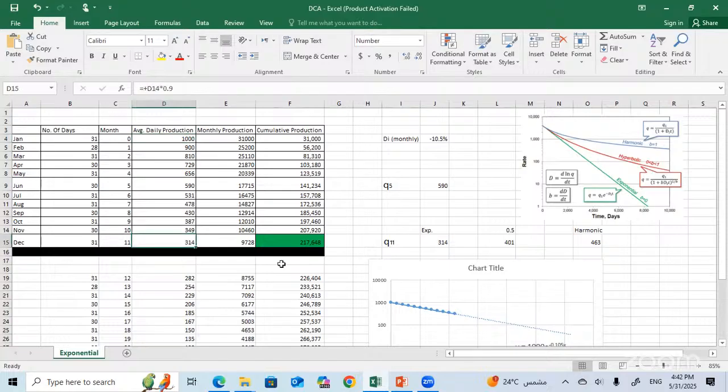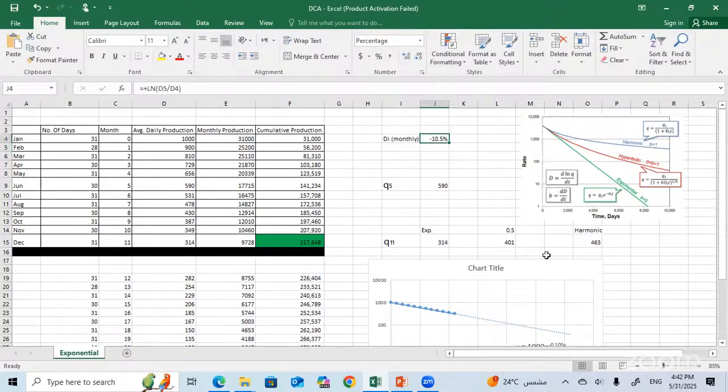So at the last year it will be 314 stock tank barrels. I have this decline. So the monthly decline rate will be equal to ln of this number over this number. So it will be the monthly decline rate. So I will have the negative 10%. So I can say that it's a 2.5. The decline rate here, or the DI, will be 10.5%. As a DI, that will be put here.